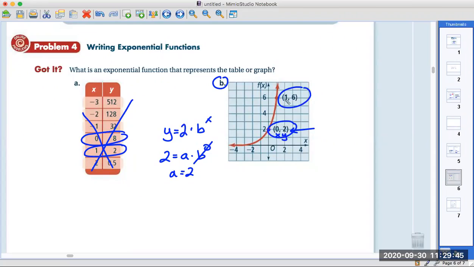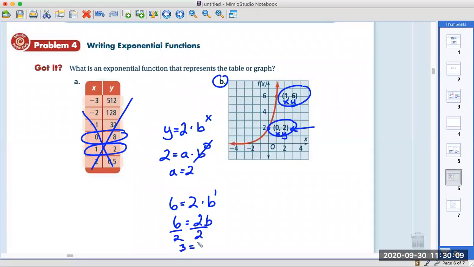So I take the other point, x, y, the second point, I plug that in. Y is 6. 2 times, we still need B, x is 1. B to the power of 1 is just B. Divide by 2, B is 3. So now I have B, I plug that in, and my equation is there. 2 times 3 to the power of x.